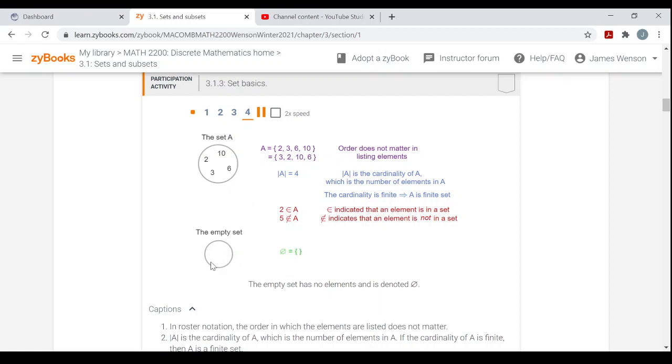And then here's a picture of the empty set. It's got nothing in it. You can either use this symbol, the circle with the slash through it, or the empty set of braces. And also the cardinality of the empty set, which I didn't mention, is 0. There are no elements in it, and nothing belongs to it. You'd always have the belongs symbol with a slash through it for any element in the empty set.